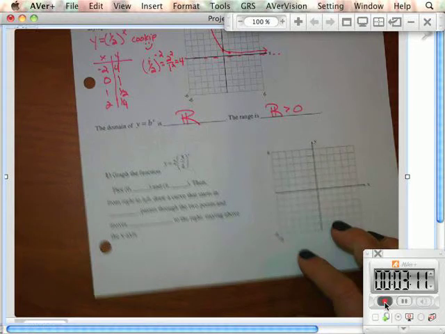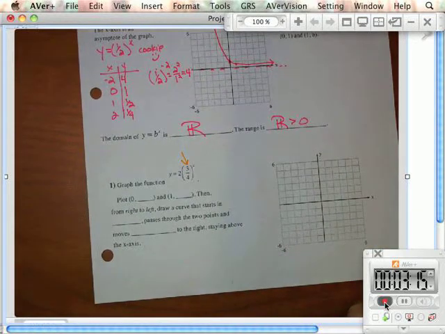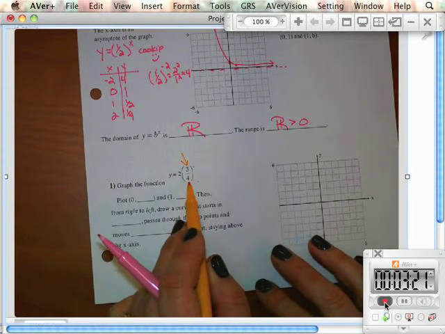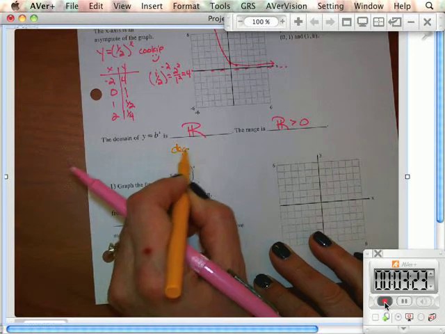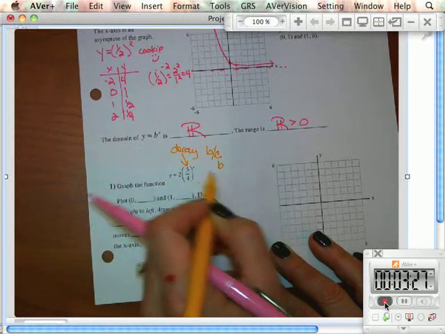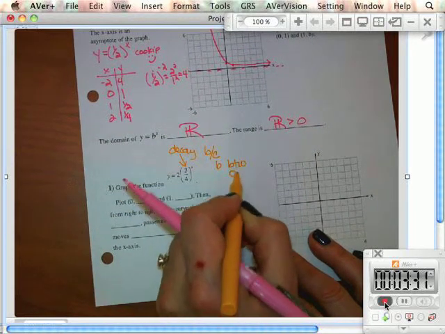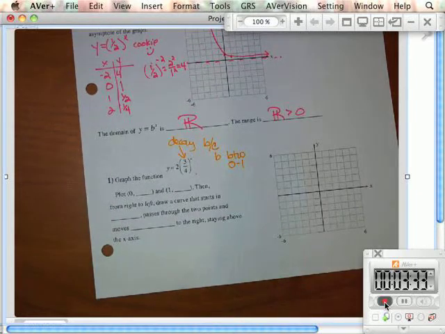You again have to be able to recognize that this exponential function is going to be growth or decay. How can you tell here? It's decay because b is between 0 and 1. Okay, so you have to recognize that.